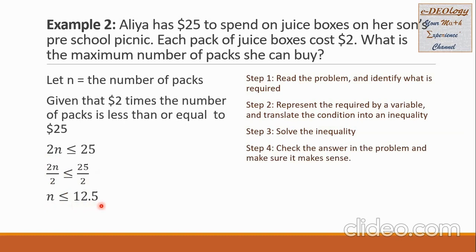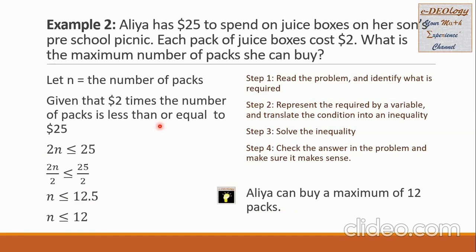We will check the answer in the problem and make sure it makes sense. But n must be a whole number of packs. So we will round this number down to 12. It means Aliyah can buy a maximum of 12 packs, because 12 times 2 will give $24. And this is our final answer.